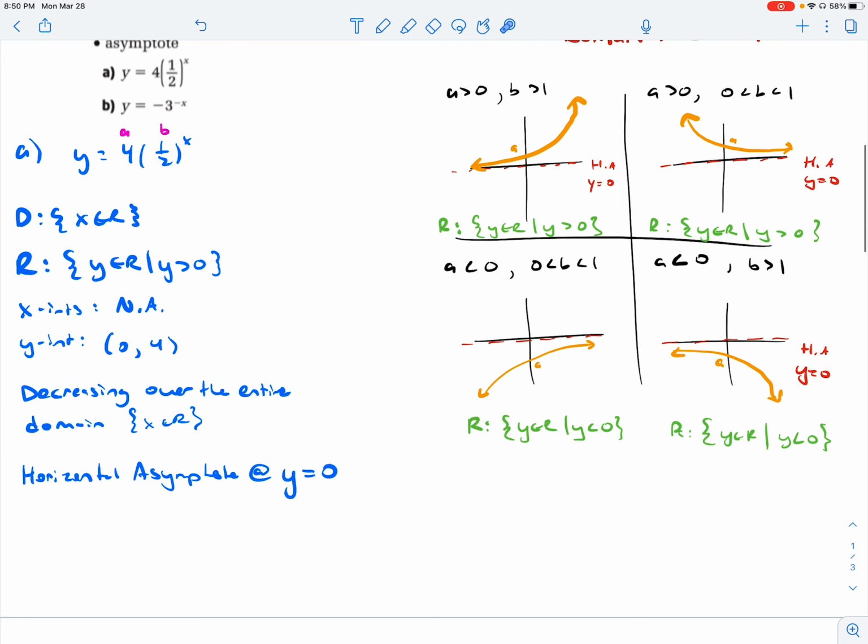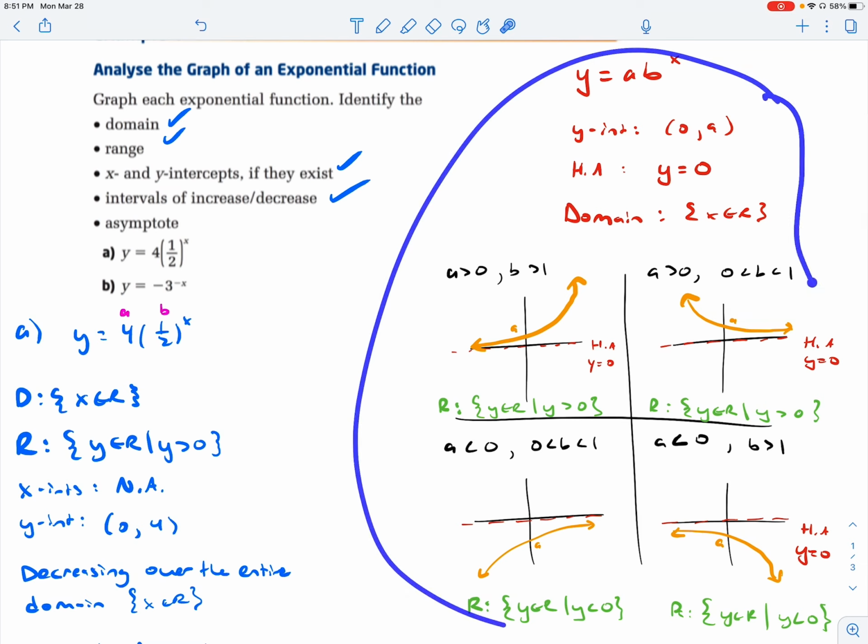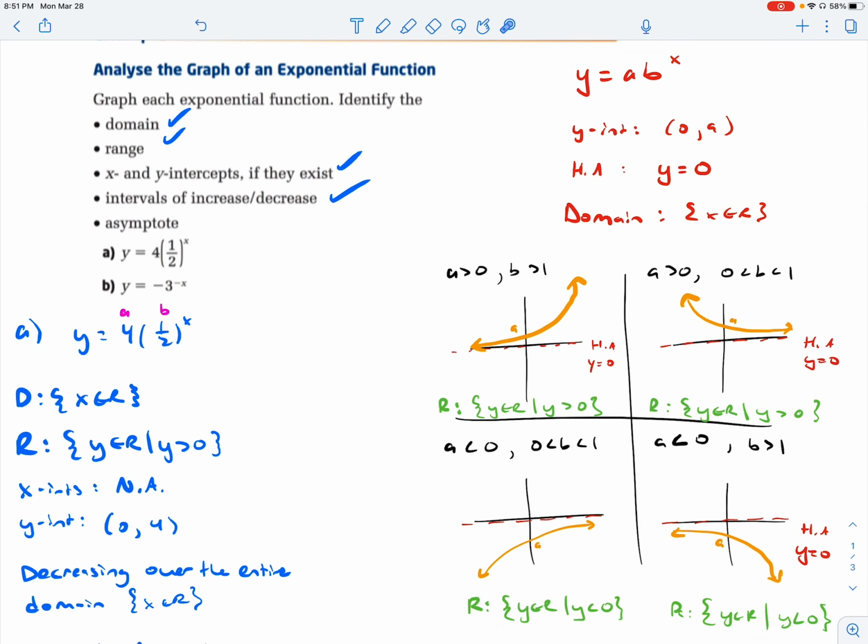Okay, so that's part A. Pretty easy when you have this nice handy summary sheet. I suggest you guys pause this video, copy this out, and then keep it handy for yourselves.